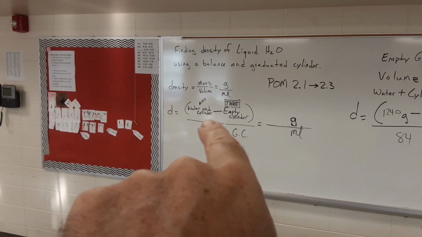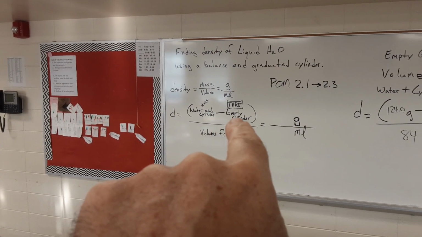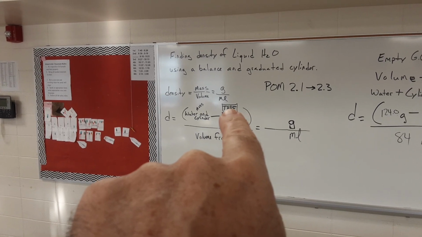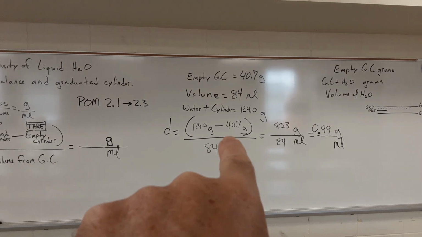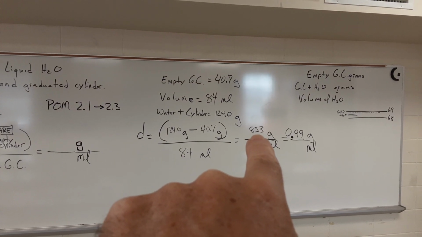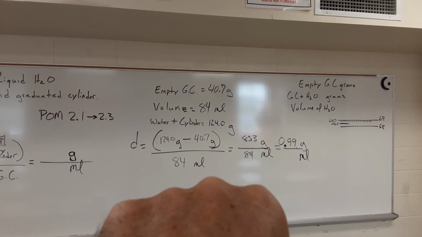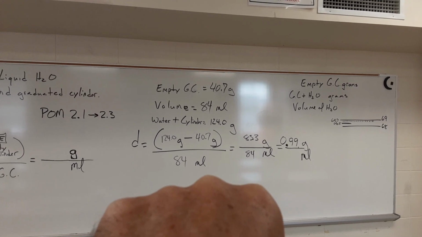Now, we've got a set of parentheses here, and we're going to do this first because what that's doing is subtracting the empty cylinder, or the tare weight of the container, from the water and cylinder. Once we subtract those, that gives us the mass of the water. And there's a decimal there. That's 83.3 in this particular example.